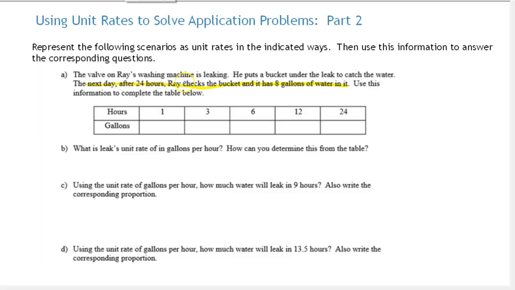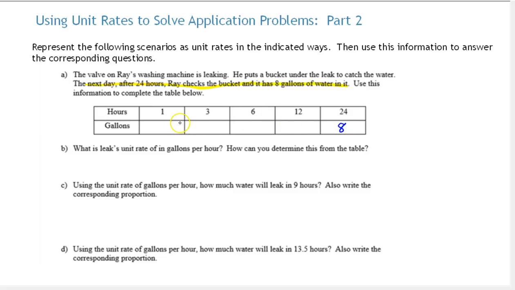So we can assume that the washing machine is leaking at a constant rate, so it's probably some sort of drip. It isn't bursting with water and then stopping. So here's our number of hours, here's our number of gallons, okay? And we know 24 hours corresponds to 8 gallons. I'm going to fill that in.